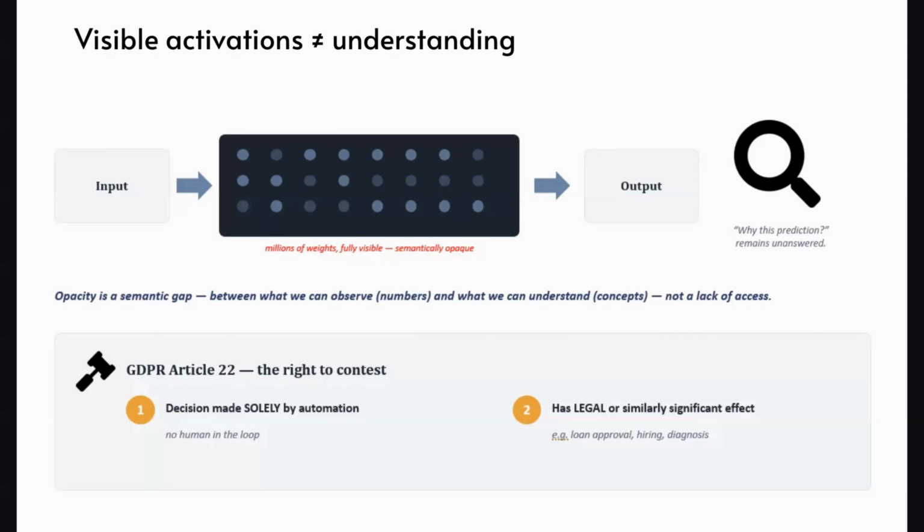And this also has legal consequences. GDPR Article 22 gives people the right to contest if your decision was made solely by automation or it has some significant effect on your life, like loan approval, hiring, etc. So understanding what the model is outputting and learning is much better than, in normal words, vibe coding, which is not that efficient compared to actually knowing what the code is doing. Similar idea, but this is about the model, not about the code.